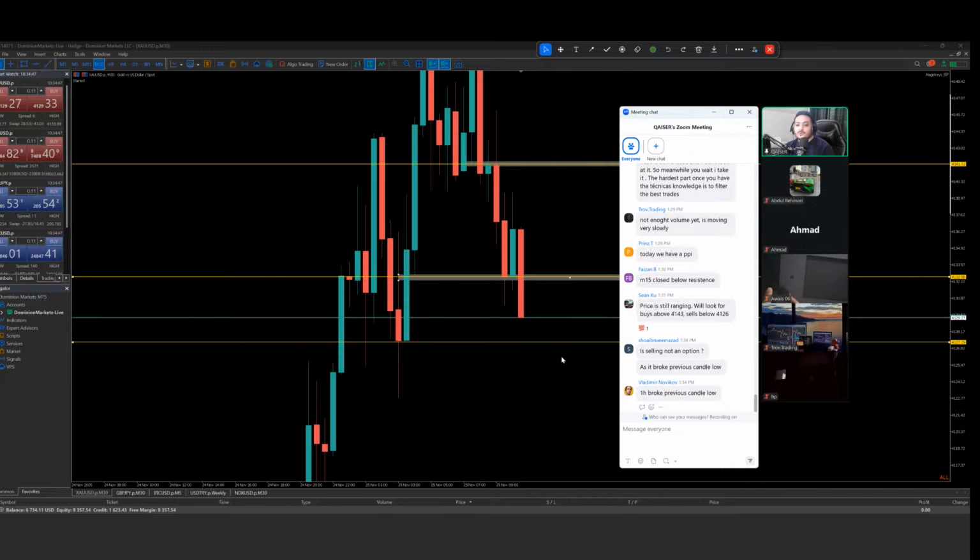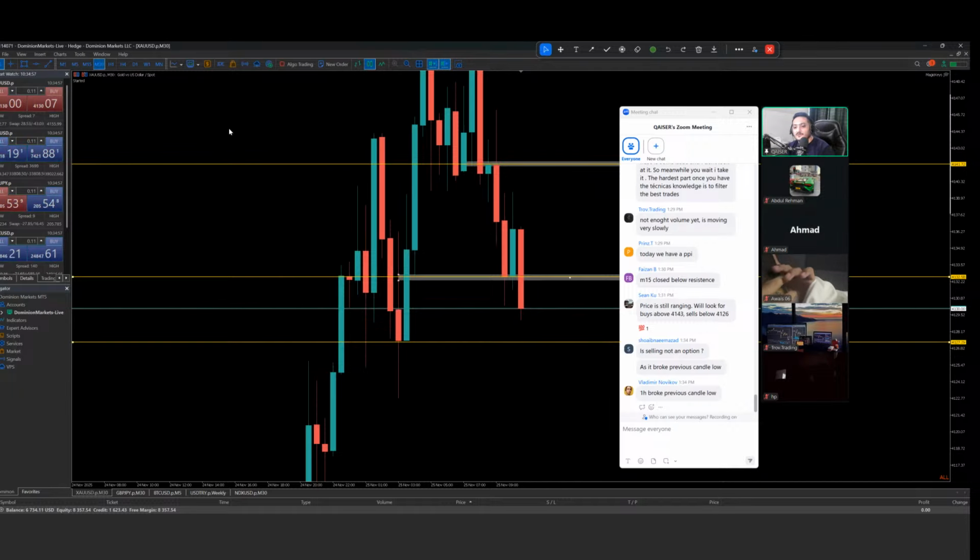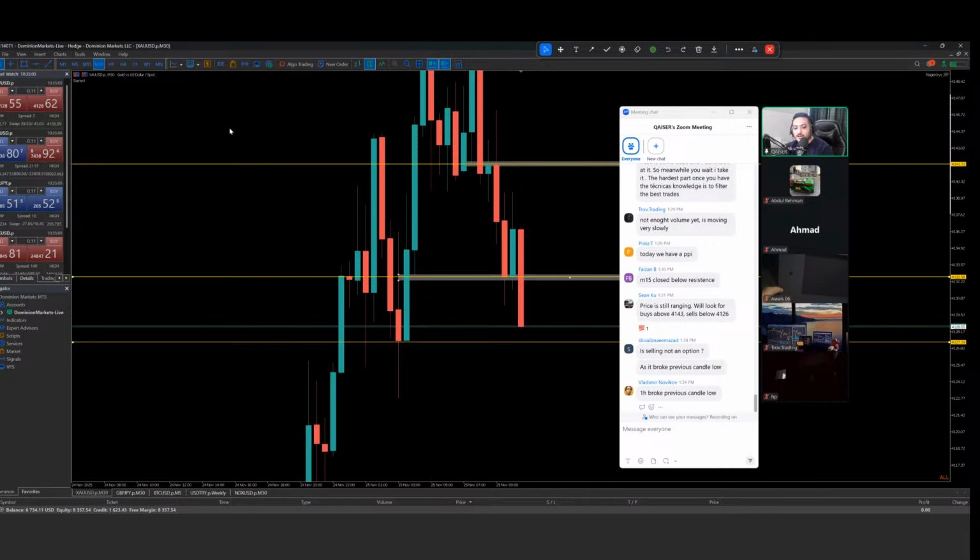Okay, M15 close below resistance. What? M15 close below resistance. Ah, yeah, this one. Yeah, nothing for me, man. Price is still ranging. We'll look for buys above 41.43, sells below 41.22. Let's see. I would like to see a candle created on 41.27, something like that. If I get a bullish candle on 41.27, then I will give my trade a chance for the buys. Till then, no buys, no sells for me.